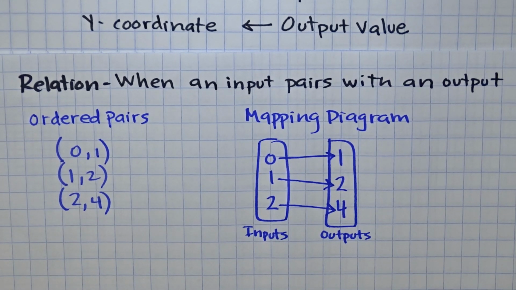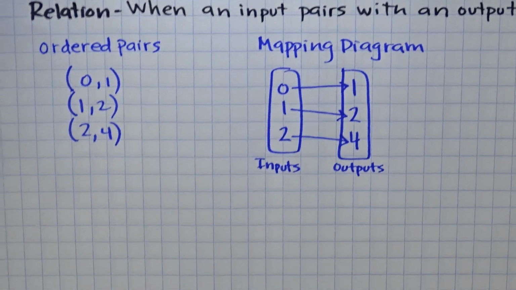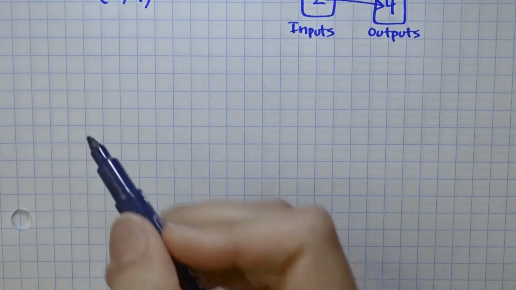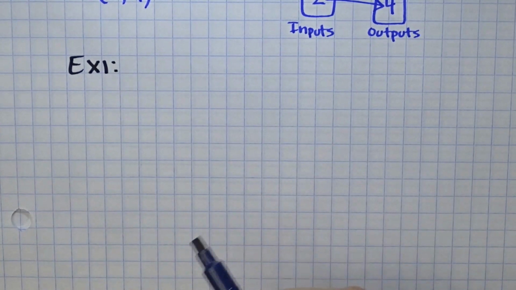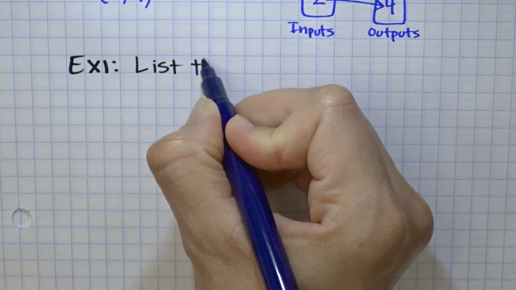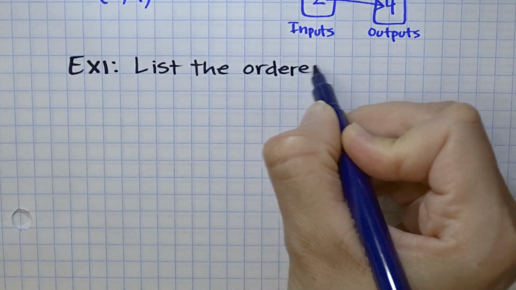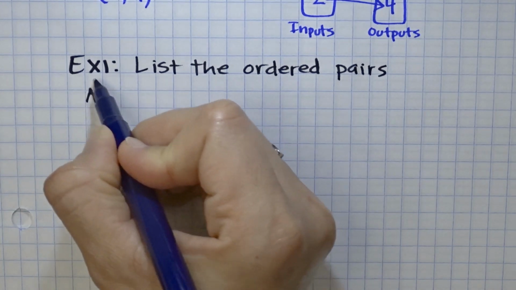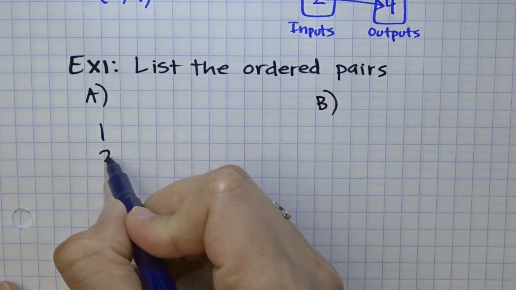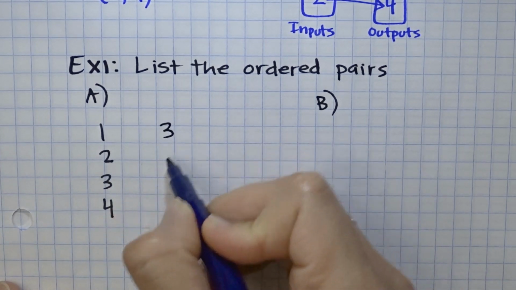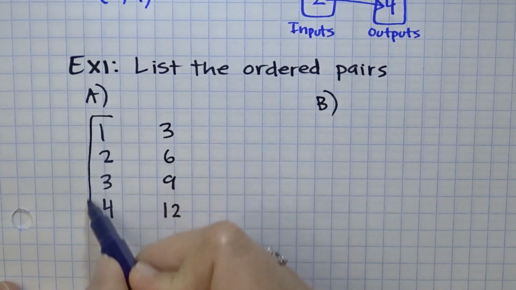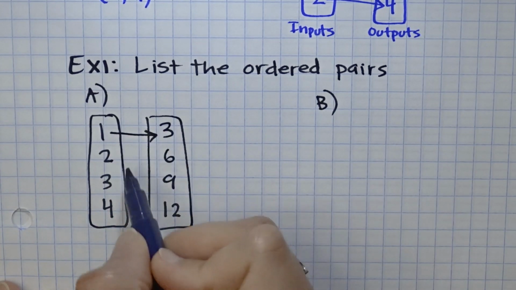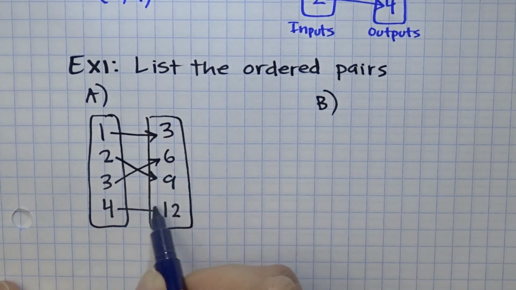All right, so let's practice understanding how these work in the mapping diagram. So example 1. List the ordered pairs. All right, so here's a mapping diagram. We'll have two examples. Say you had 1, 2, 3, and 4. Then you had 3, 6, 9, and 12. And 1 mapped to 3, 2 was mapped to 9, 3 was mapped to 6, and 4 was mapped to 12.